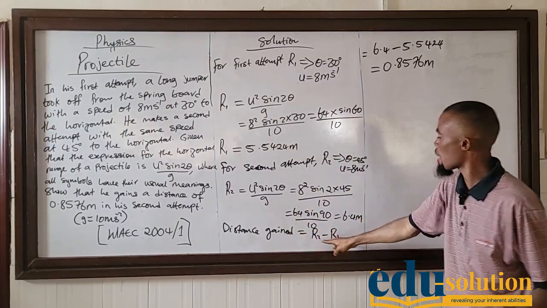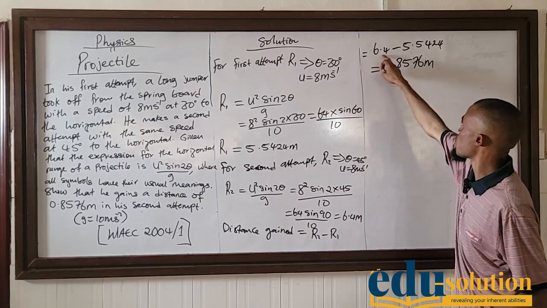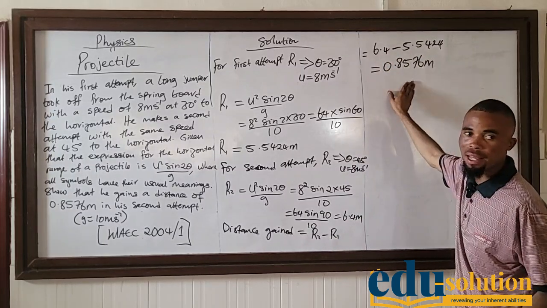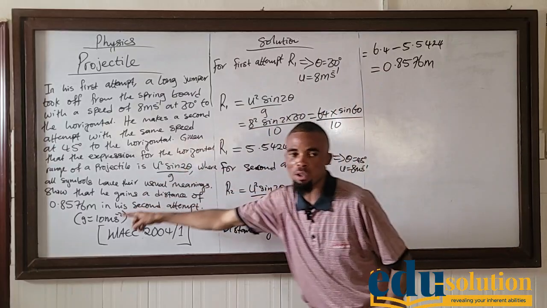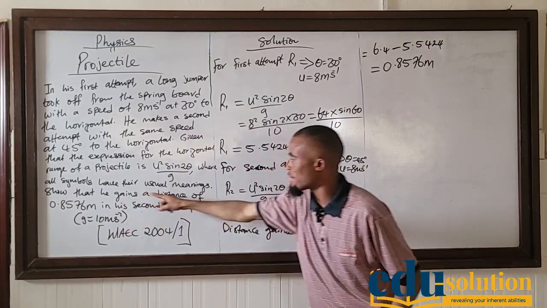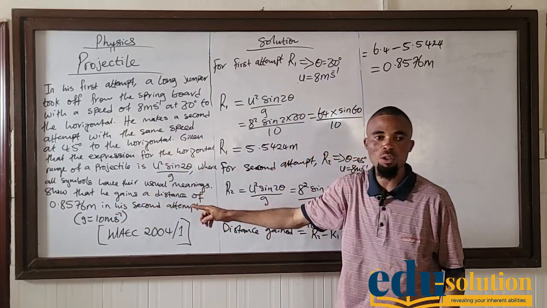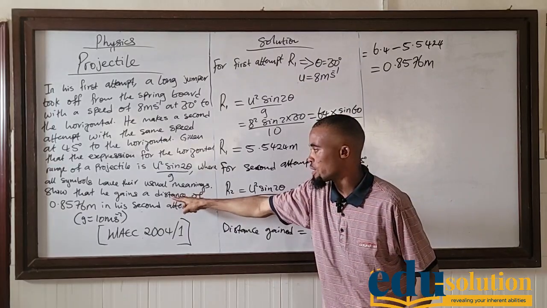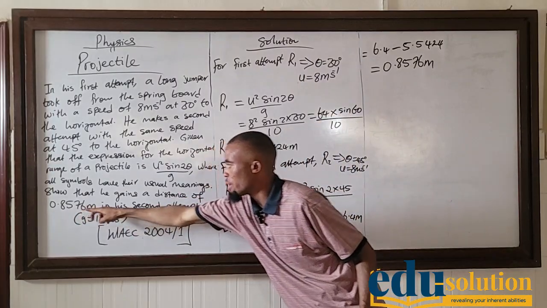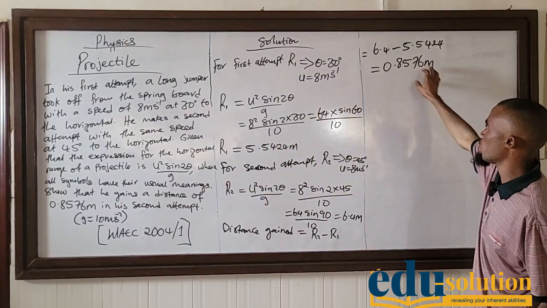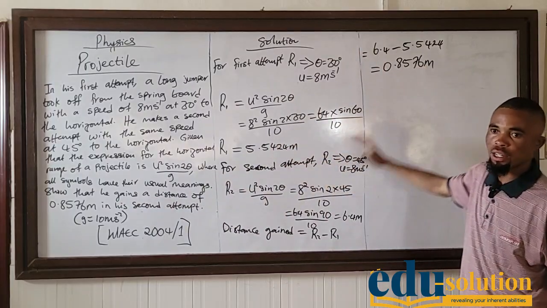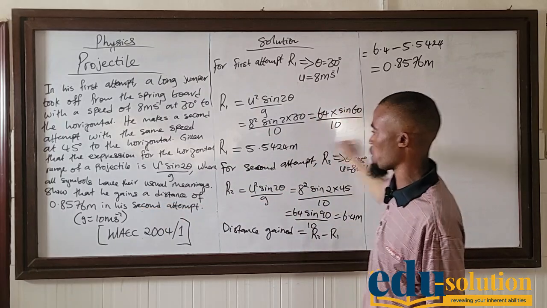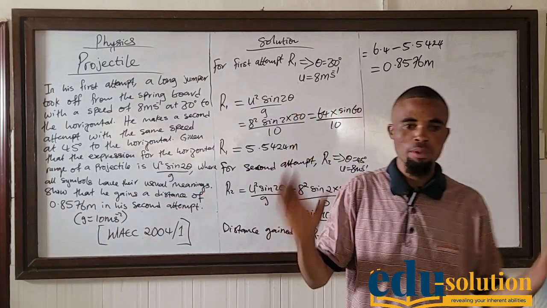The distance gained, R2 minus R1, is 6.4 minus this. If you compare our answer with what is here, because they said we should show that at the jumper's second attempt, he was able to gain this distance of 0.8576. You can see our workings here give us the proof that he was able to gain that answer. So that's it.